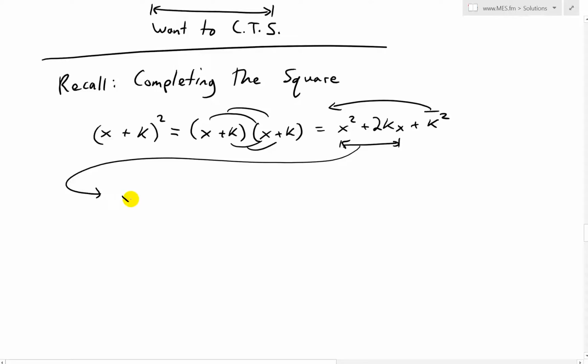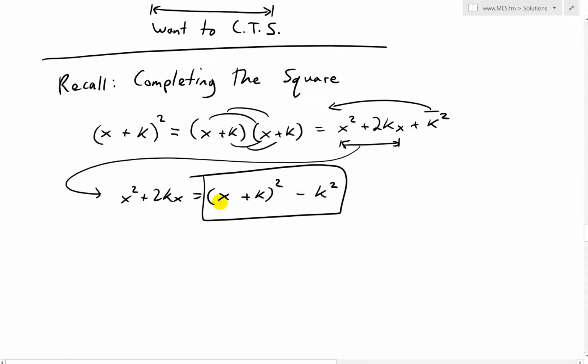So what we have is x squared plus 2kx is going to be equal to x plus k squared. So in other words, we're completing the square, and then minus this k squared there. So this is what we want, so that there's only one x.